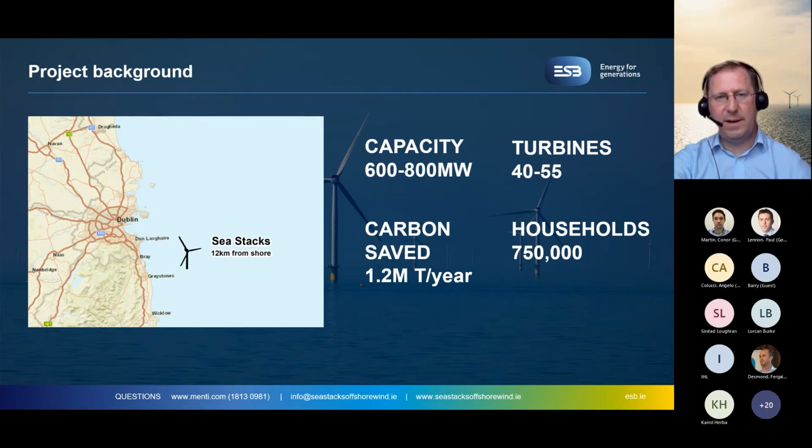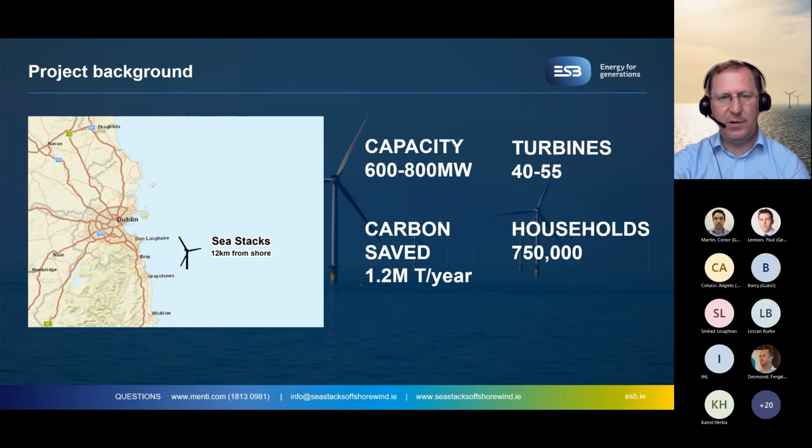In identifying the Sea Stack site, we considered a range of both environmental and technical factors, including water depth, shipping and navigation issues, and proximity to areas of greatest electricity demand. We also considered the various stakeholders and marine users who could potentially be impacted by both the site investigation works and the ultimate development of the wind farm. Emma will discuss later in this presentation in more detail around our thinking here.